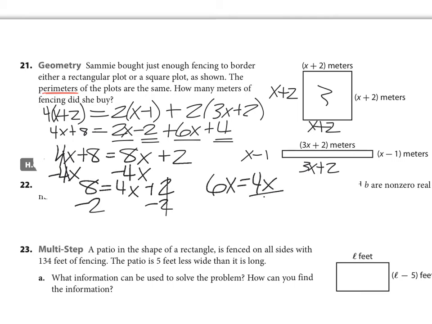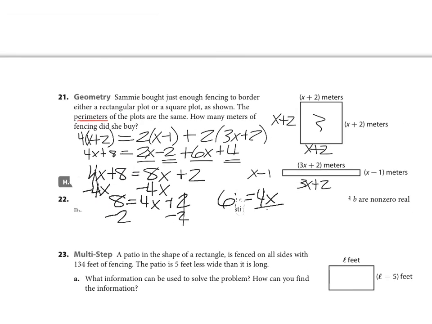Divide, oops, messed up there. I put 6x. That should be just 6. Okay, there you go. Sorry about that. And so we divide both sides by 4. And then if I reduce that, that's 1.5 is x.